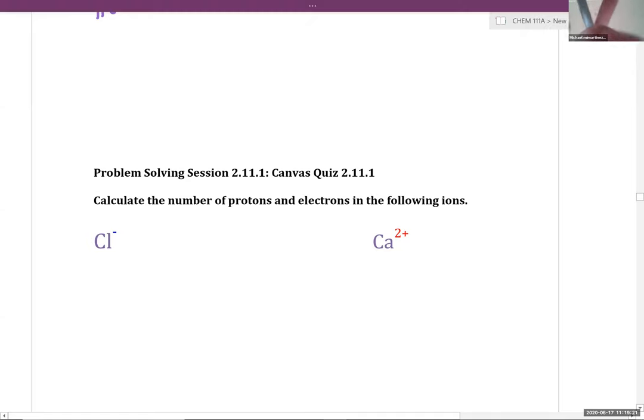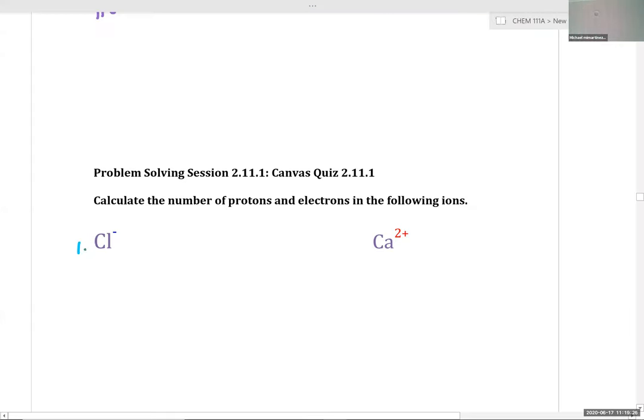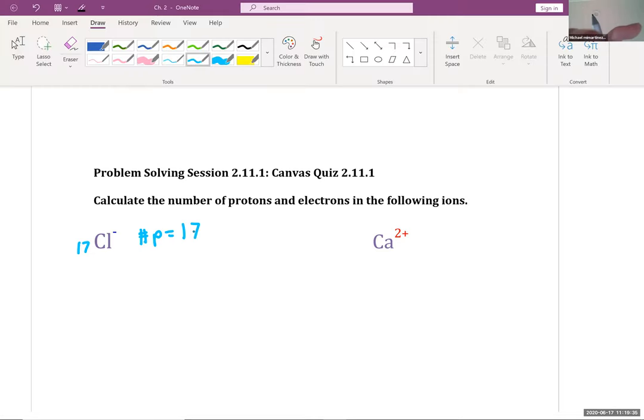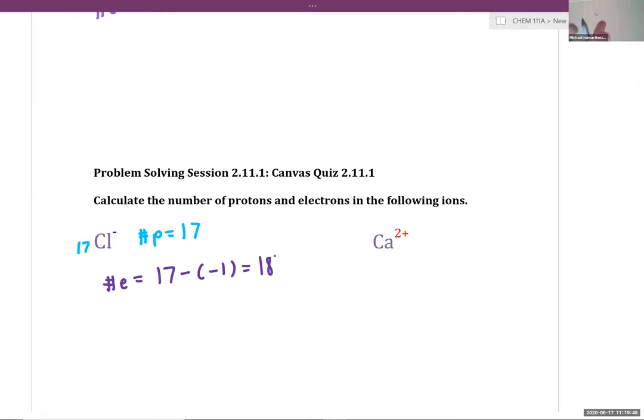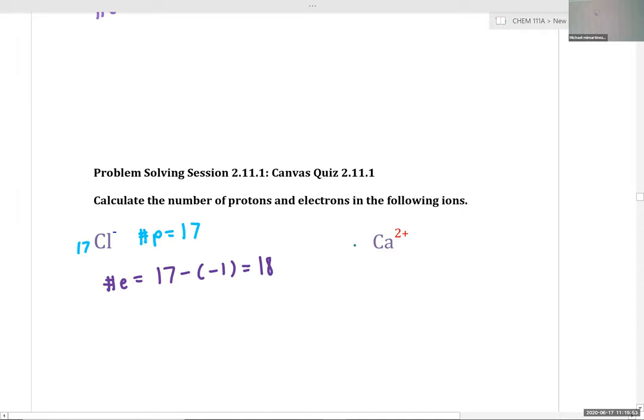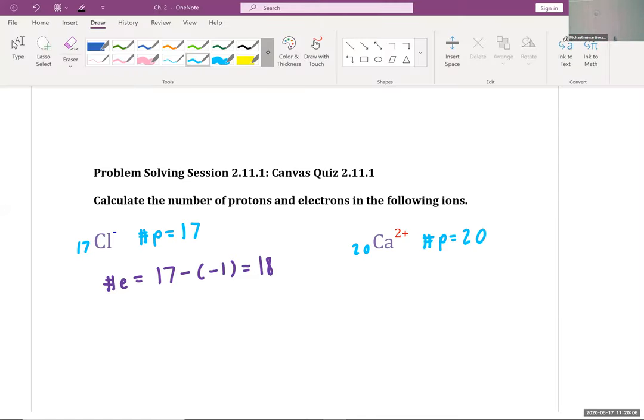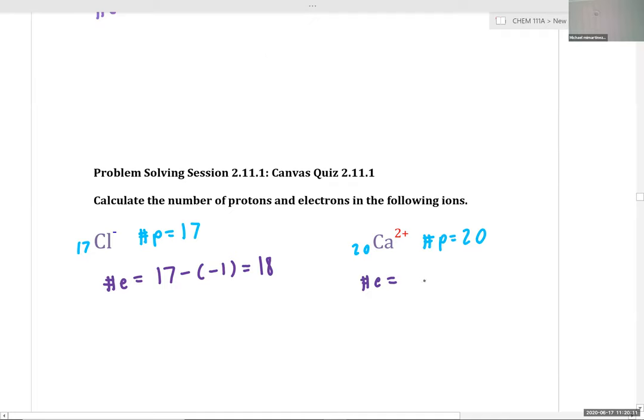If we look at chlorine in the periodic table, we'll be able to find the atomic number. As many of the students have pointed out, it's 17. So our number of protons in chlorine is 17. To calculate the number of electrons, we take the number of protons minus the charge, which gives us 18 electrons. For calcium, our atomic number is 20, so our number of protons is equal to 20. To calculate the number of electrons, we take the number of protons, which is 20, minus the charge, which is 2, giving us 18 electrons. Any questions on this example?